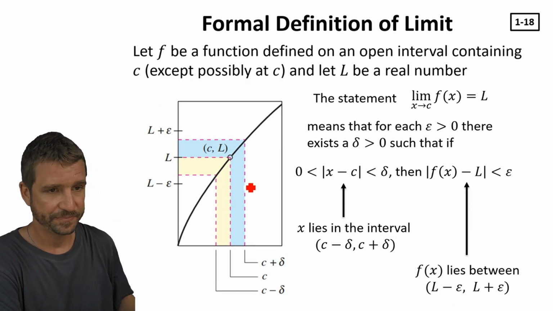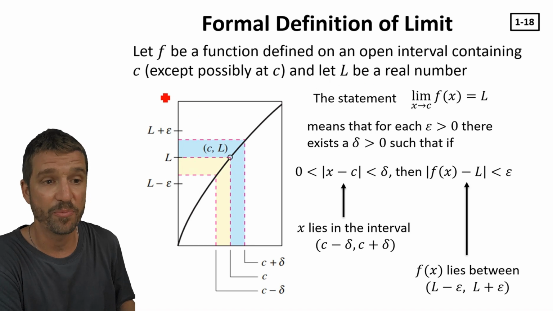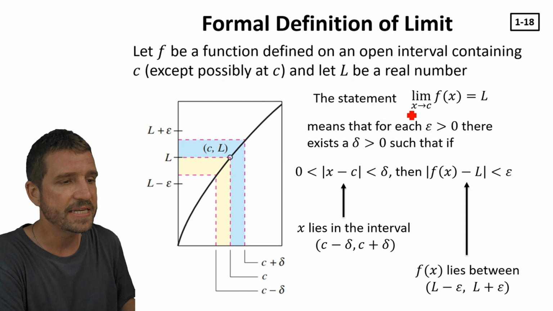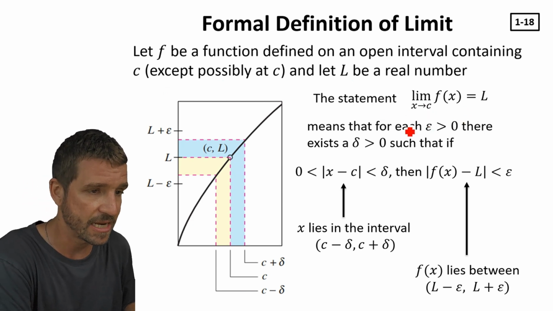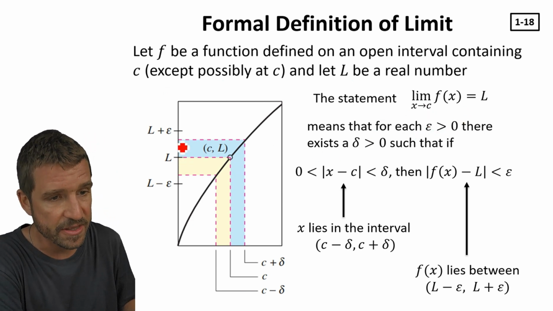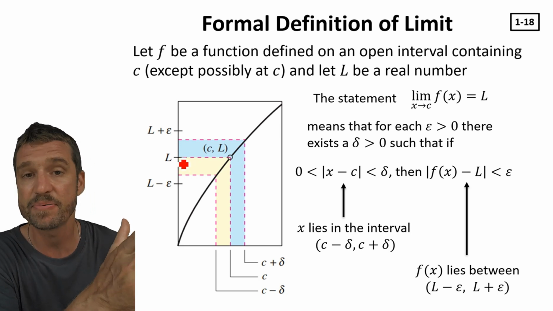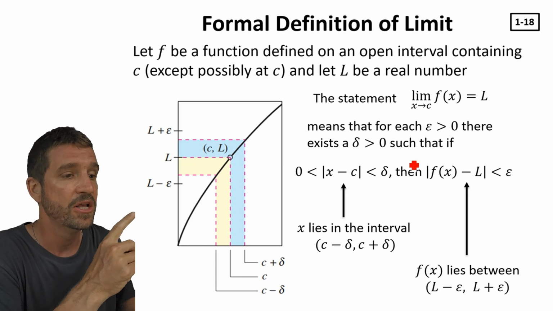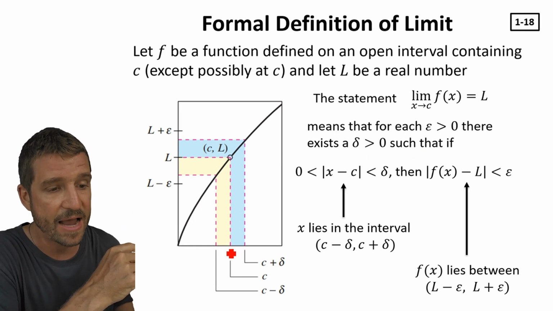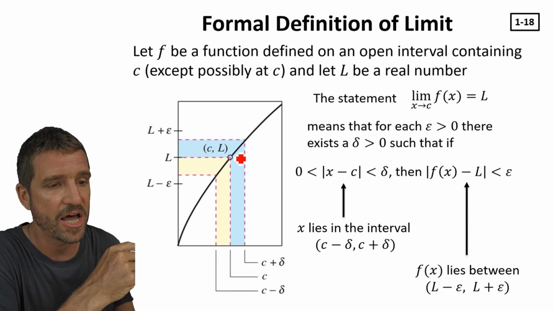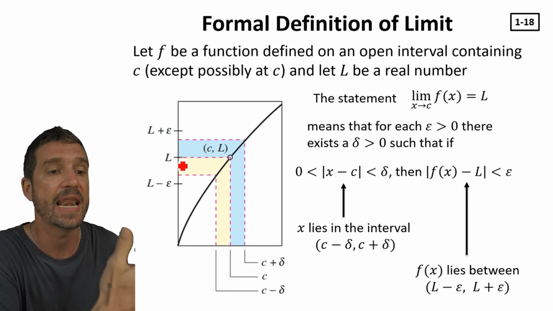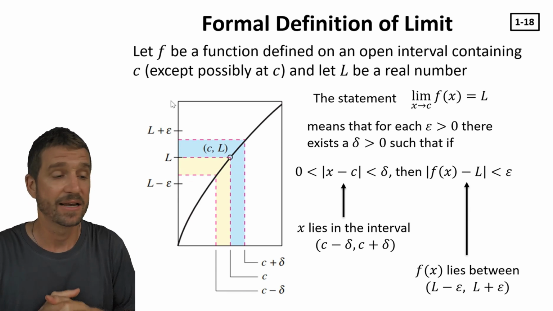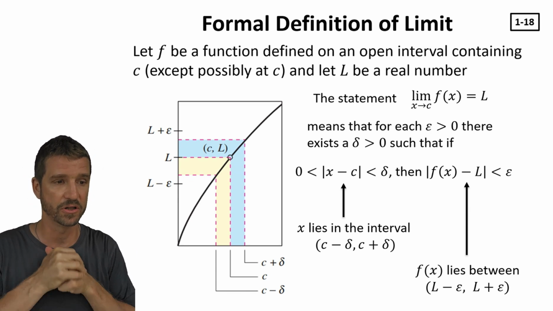it says that let f be a function defined on an open interval containing c, except possibly at c, and let L be a real number. The statement, the limit as x approaches c of f of x equals L, means that for any epsilon greater than 0, so Mr. Red can give any epsilon he wants greater than 0, Mr. Green will always give a delta greater than 0, such that all the x's that lie within delta of c will correspond with y values that lie within epsilon of L. Okay? And that is the complete mathematical definition of the limit.